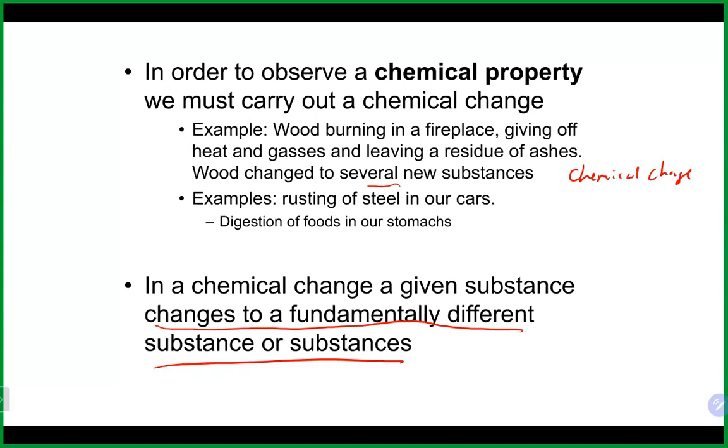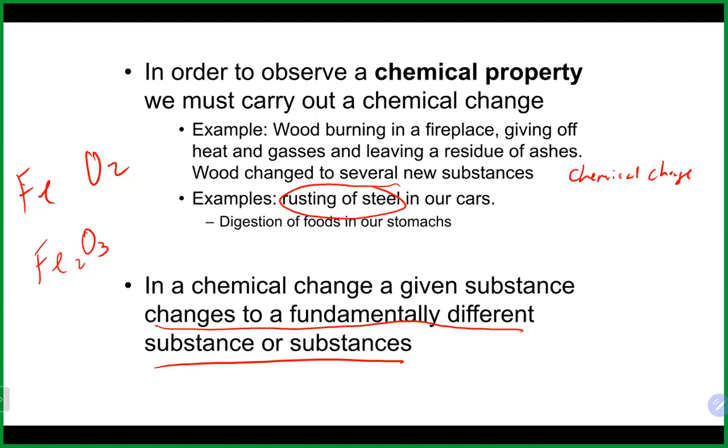For example, rust. For rust, you need iron metal, you need some oxygen, and you need a little bit of moisture. And when that all comes together, we make iron(III) oxide, which is rust. In that case, the iron and the oxygen are now basically fused together. If you take something that's rusted, you can put it in the freezer, you could boil it, you could try to filter it, but you'll never get back the iron metal the way it was and the oxygen to come off or anything like that. So it has fundamentally changed to something that is different.